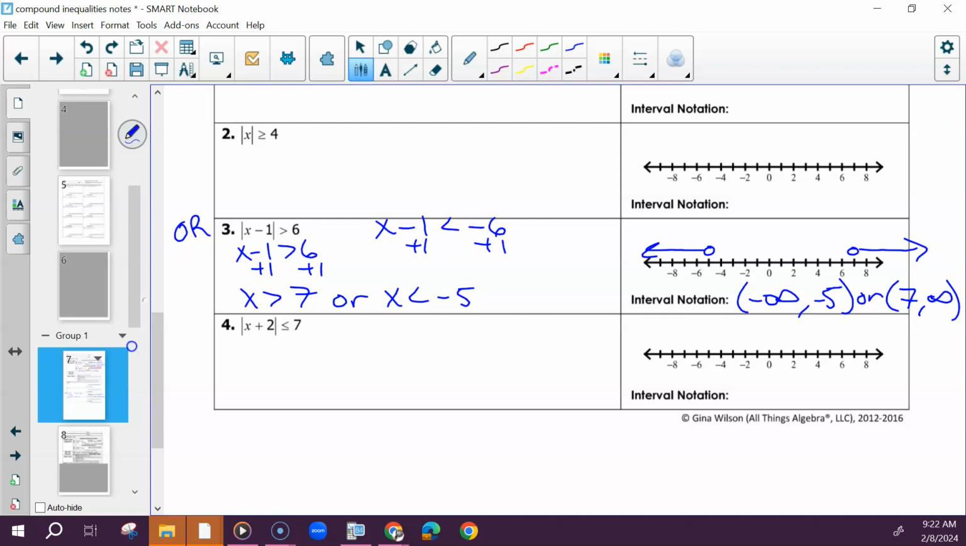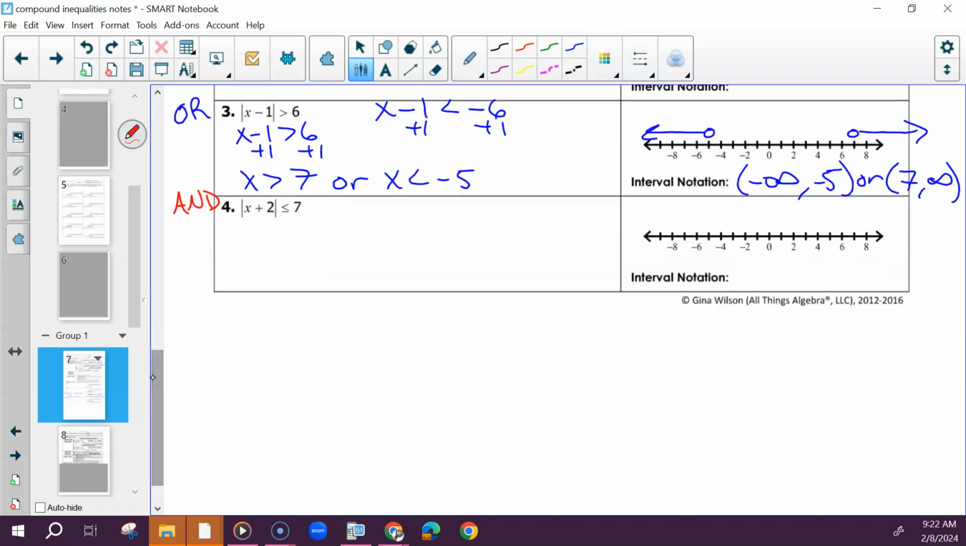Let's try the next one. So by looking at this, the absolute value bars are isolated. So I can say that nothing is going to change my sign. So this is a less than or equal to, so it's going to be an and. So I could go ahead and drop my absolute value. It's going to be x plus 2 is less than or equal to 7. And the other one would be x plus 2 is greater than or equal to negative 7.